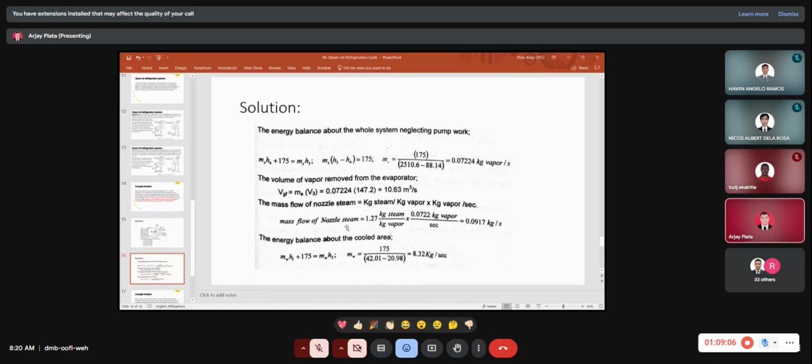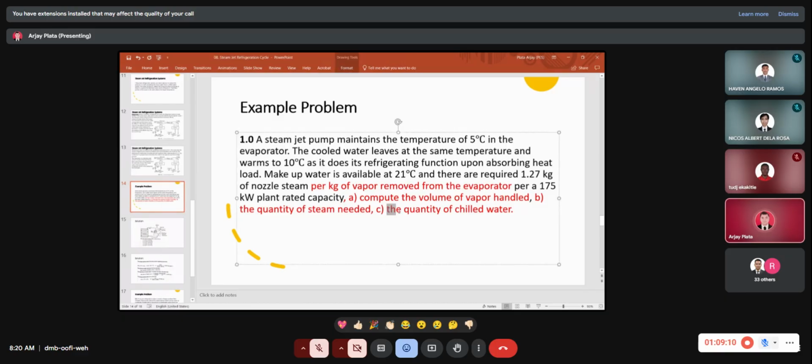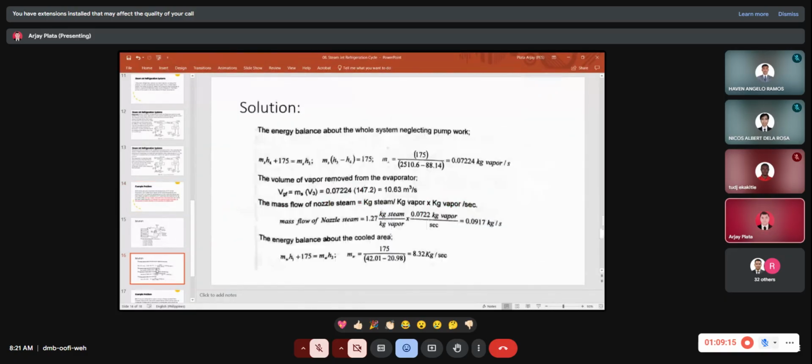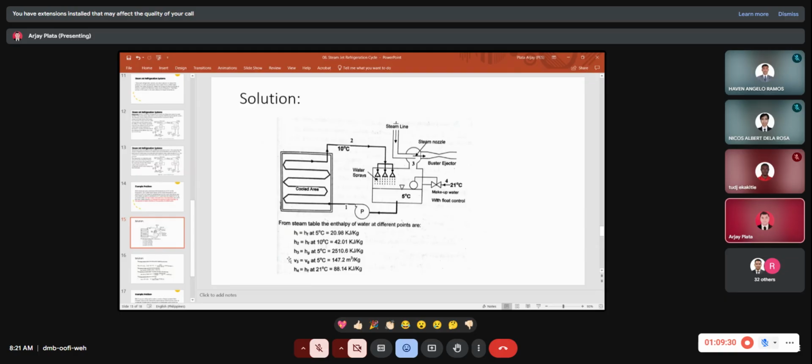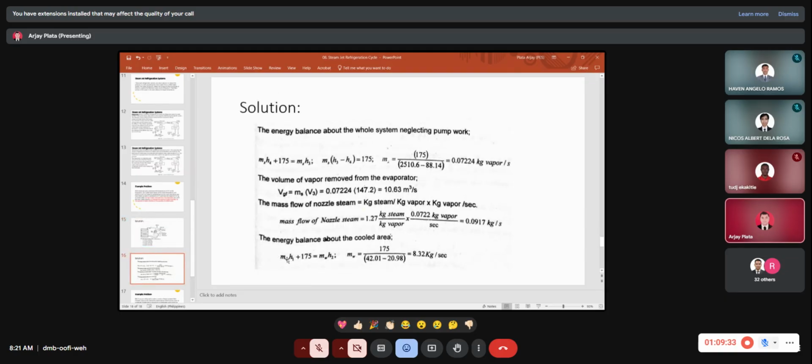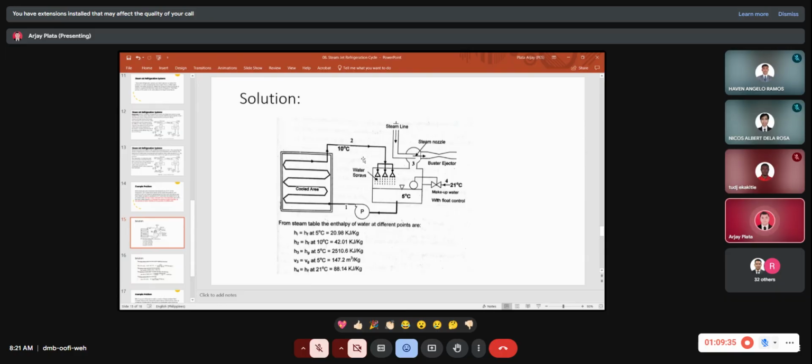And then, okay na tayo. And then C is the quantity of chilled water. So how do we get the quantity of chilled water? We will do a mass balance again, or energy balance pala, sorry. So we will do an energy balance again on the part with the makeup water. This is the makeup water, no.